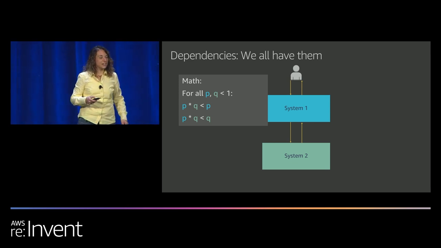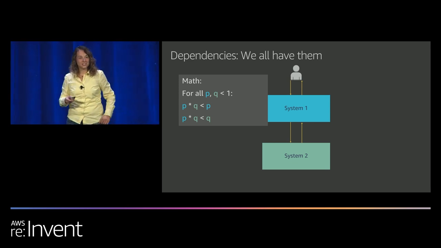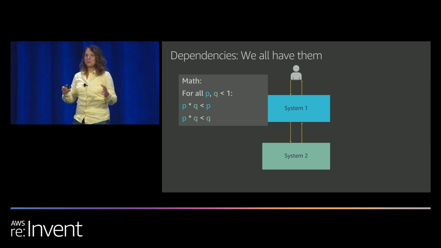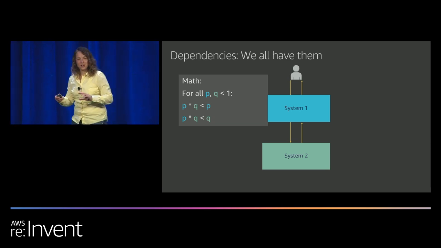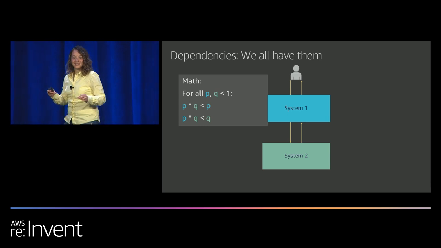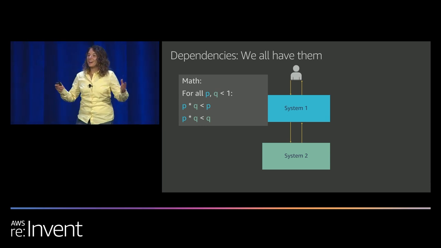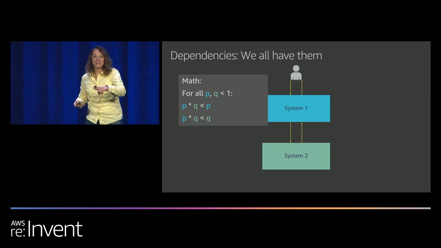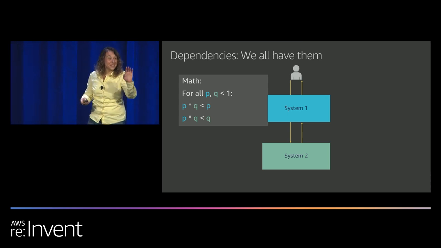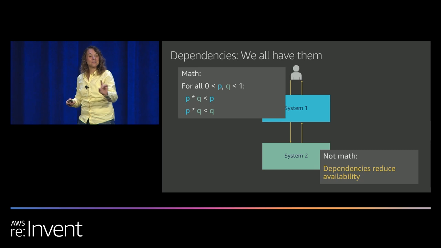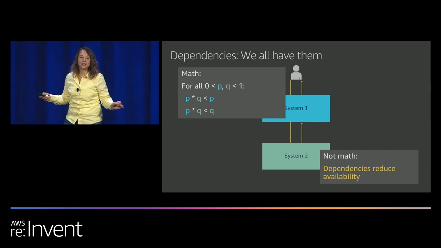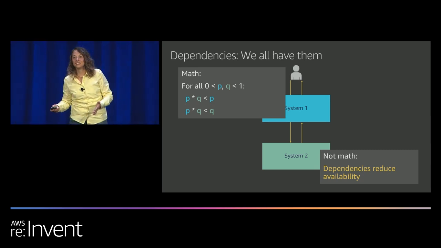The probability of getting through both successfully is multiplying the two numbers. When you multiply two numbers between 0 and 1, you end up with a number that's less than each of them. That's math. How many of you like math? I love math. How many of you don't like math? Well, I'm not here to judge, but I am judging. But if you don't like math, I'll break it down for you. Dependencies reduce availability. That's just the way it is.